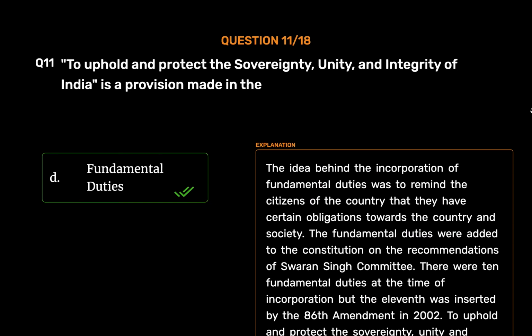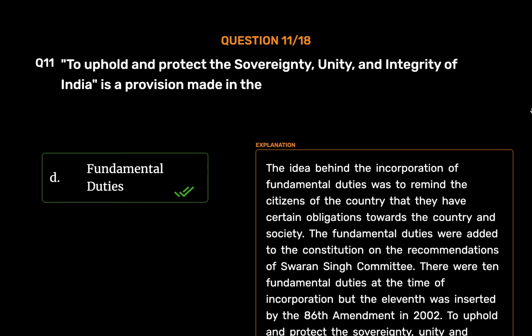Fundamental Duties. The idea behind the incorporation of fundamental duties was to remind the citizens of the country that they have certain obligations towards the country and society. The fundamental duties were added to the Constitution on the recommendations of Swarn Singh Committee. There were 10 fundamental duties at the time of incorporation, but the 11th was inserted by the 86th Amendment in 2002. To uphold and protect the sovereignty, unity and integrity of India is one of the fundamental duties mentioned in the Constitution.